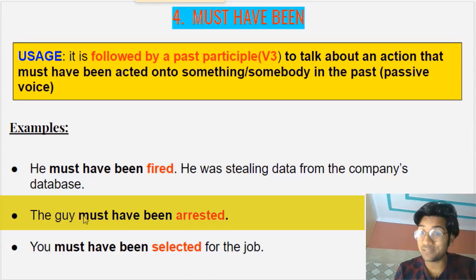Okay, you're getting the point. That's how we're using must have been. Must have been plus a past participle to talk about what action must have been done onto something or somebody. We're focusing on the receiver of the action.